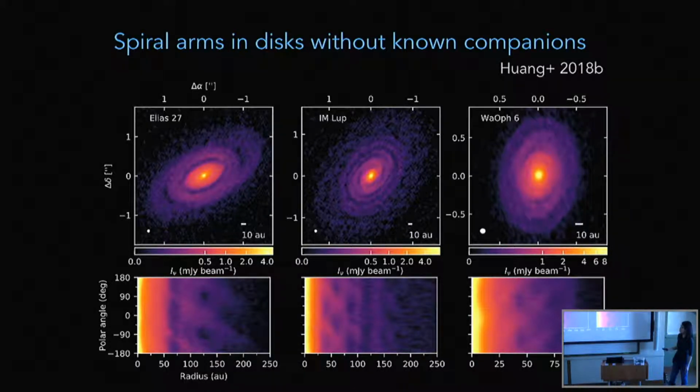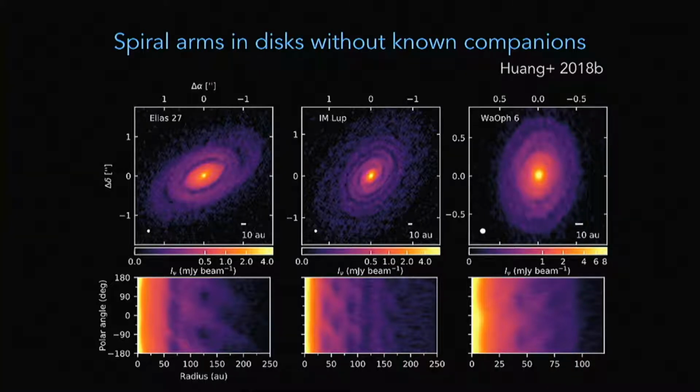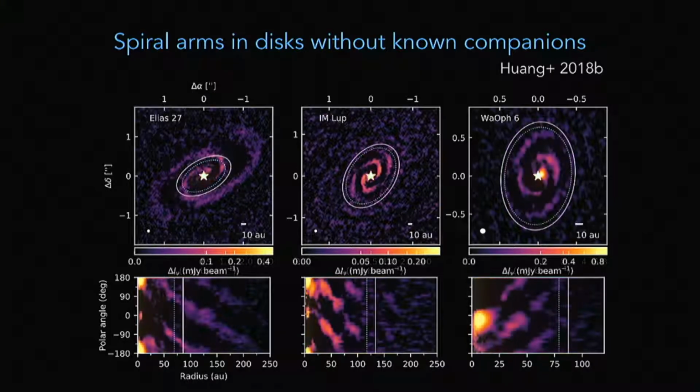In the bottom row, we replot the continuum intensity as a function of polar angle and radius. These annular gaps you see manifest as these vertical bands in these polar plots, but the spiral arms are diagonal bands of emission. The spiral pattern can be seen more readily once we subtract an axisymmetric intensity profile. And again, the annular substructures are marked with these white lines. In the Elias 27 disk, we can actually see that the spiral arms cross the gaps, which is rather curious.